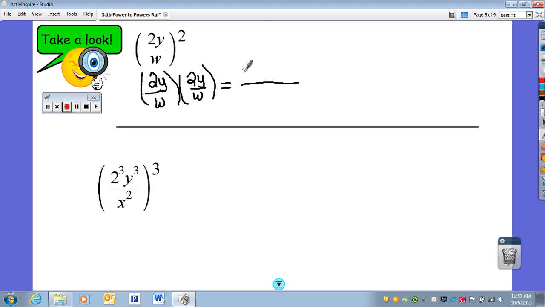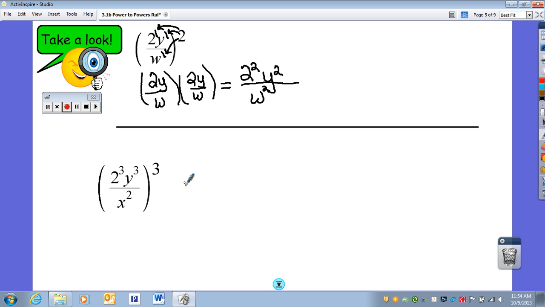2 is my first base, or the coefficient, and I'm going to have 2 2's. And then I have my base of y, and I have 2 y's. And then I have my base of w in the denominator, and I have 2 of those. So that's going to be 2 squared, y squared, and w squared. If you take a look, each of these is to the power of 1. And in our last example, we discovered that if we multiply the exponent on the outside of the parenthesis times the exponent on the inside, that will be our result.